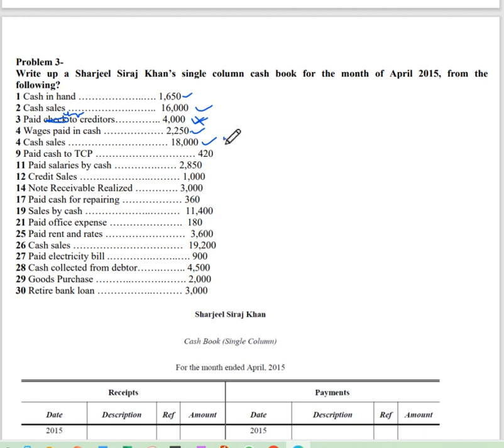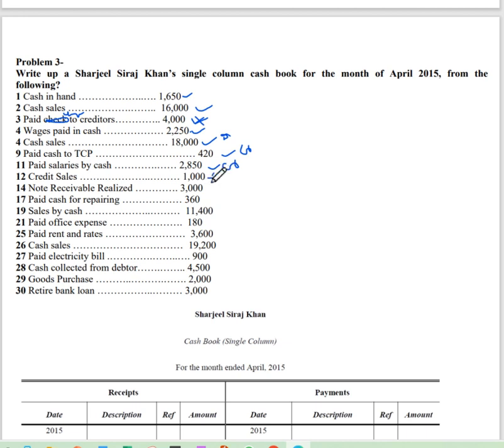Cash receipts, we need to debit that. Okay, next, paid cash to TCP. We have paid the cash to the TCP for 20 rupees, that we need to record in the credit transaction. Paid salaries by cash. We have paid the salaries, that is cash is going, that is a credit transaction.